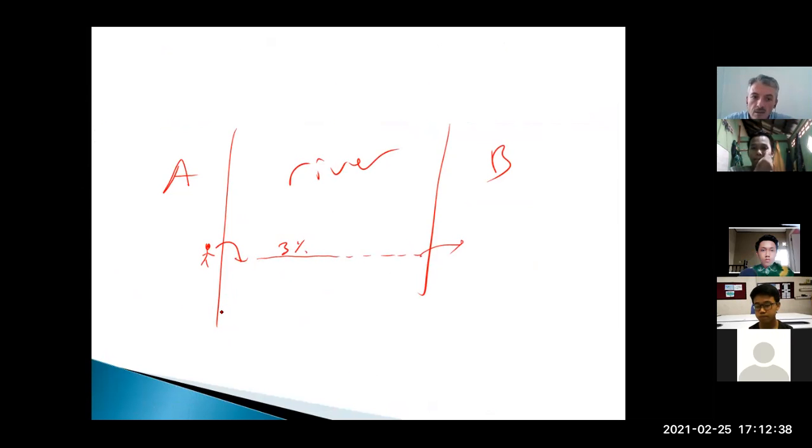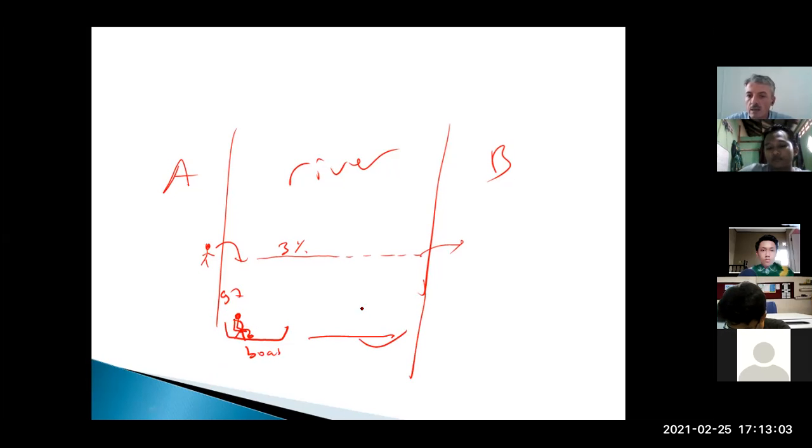The other 97% does what? There is a boat for safe transportation. This is a boat. In the boat, there are seats, safe seats, okay? The person sits in one of the seats and puts on the safety belt, then goes to the other side. When on the other side, gets off of the boat.